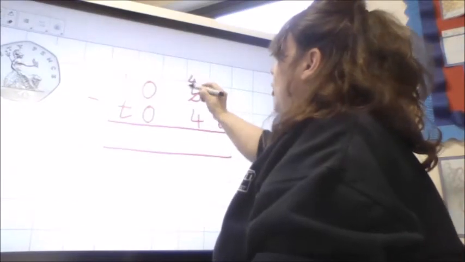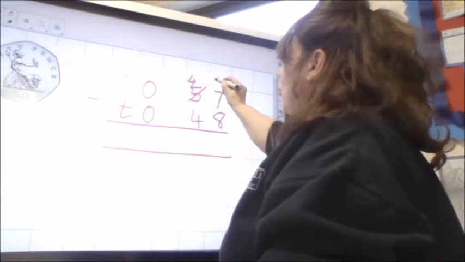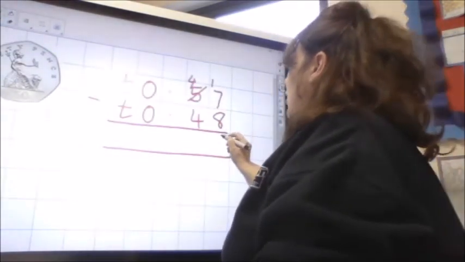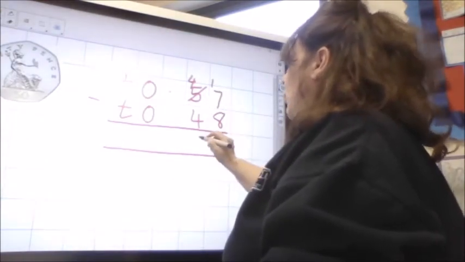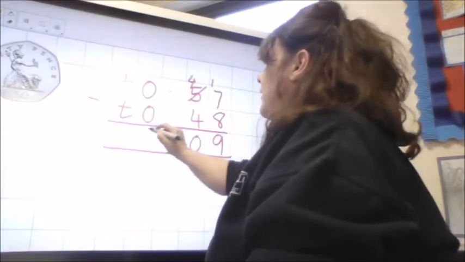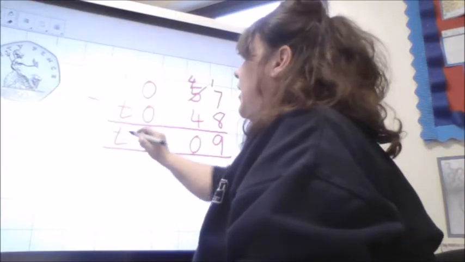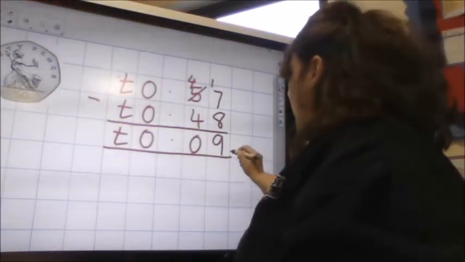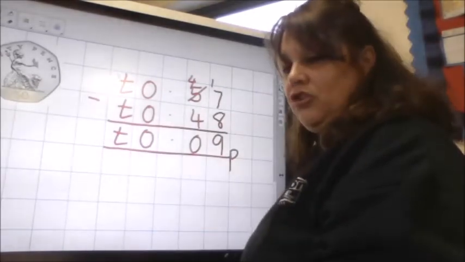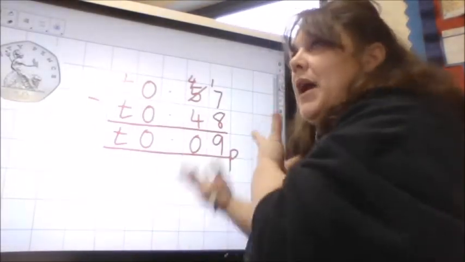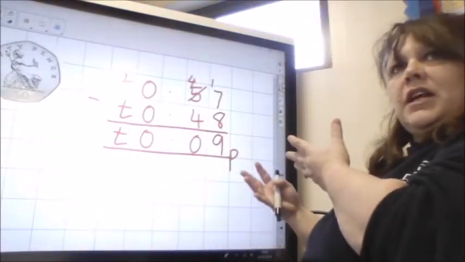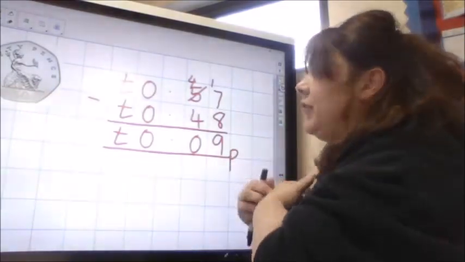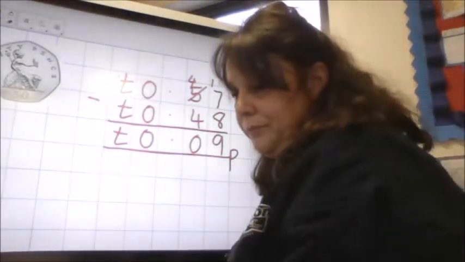So I'm going to knock next door. Now 17 take away 8, I get 9. 4 take away 4 is 0. 0 there, and I do my pound sign there. So it's 9p. Okay, 9p cheaper. So you might be able to do that kind of mentally in your head, but you might want to have a little go at a column addition.